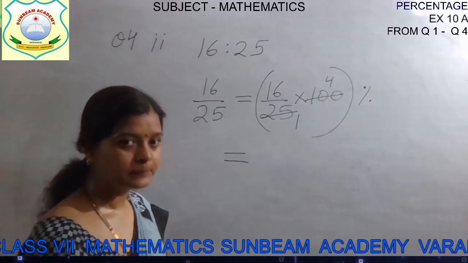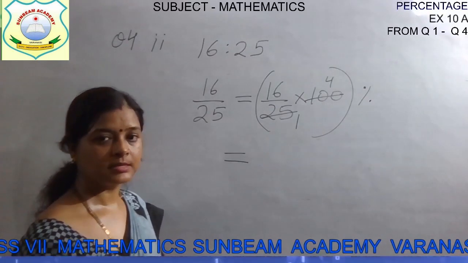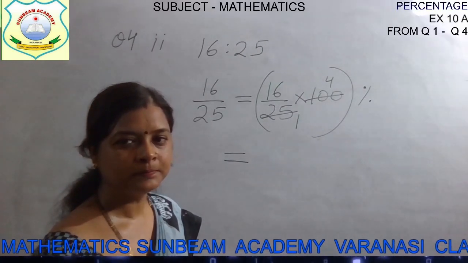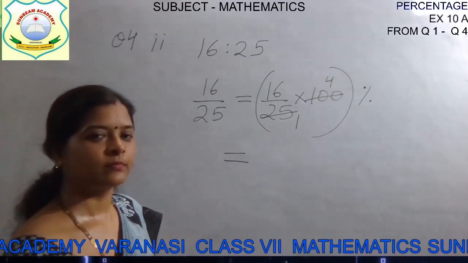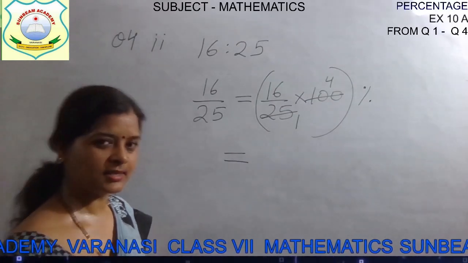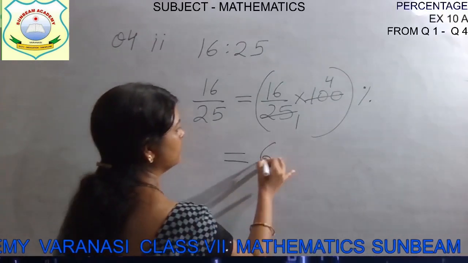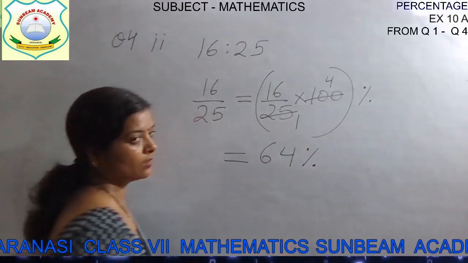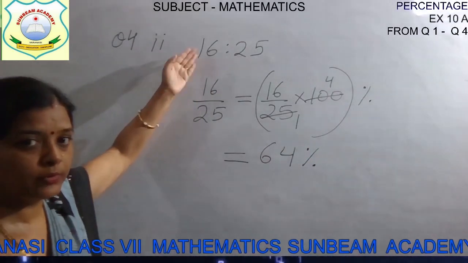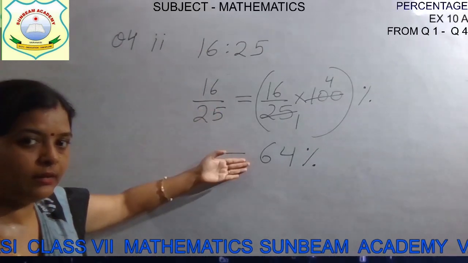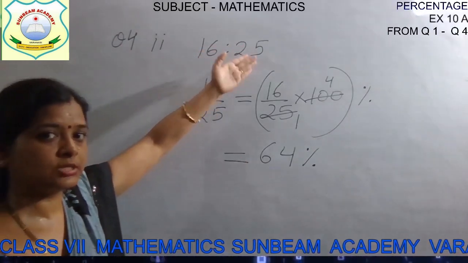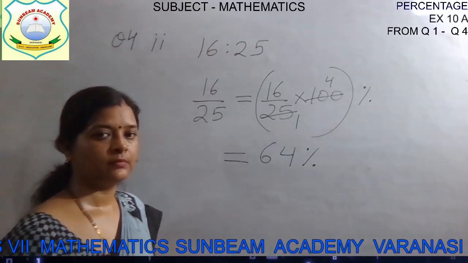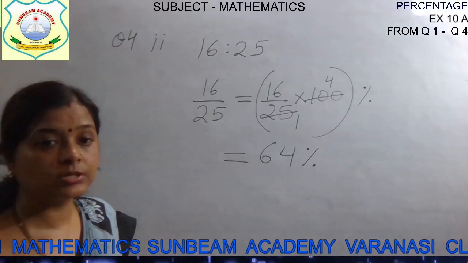Is it correct? Come on. 16 fours are how much? I know you forget the table. It's correct. 16 fours are 64. So it will be 64 along with the percentage sign. Now you have converted the ratio first into a fraction and then into percentage. 16 is to 25 is how much percentage? It is 64 percent. Clear? Now let's see the next question, children.